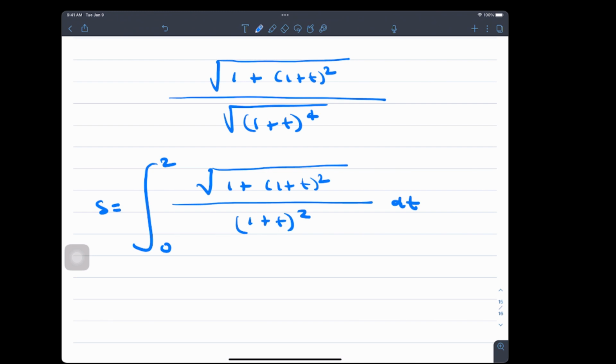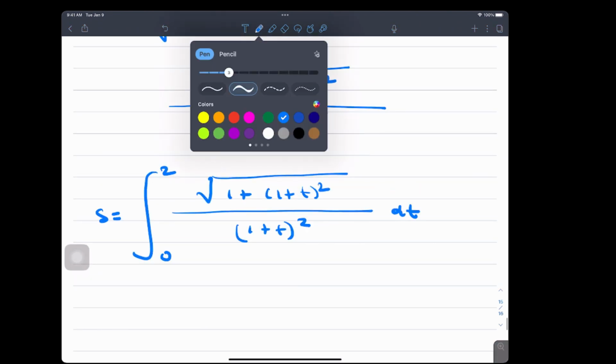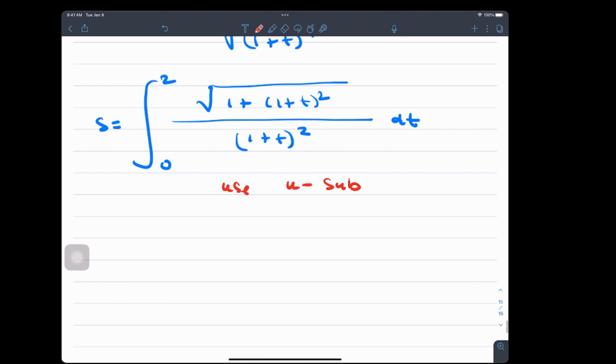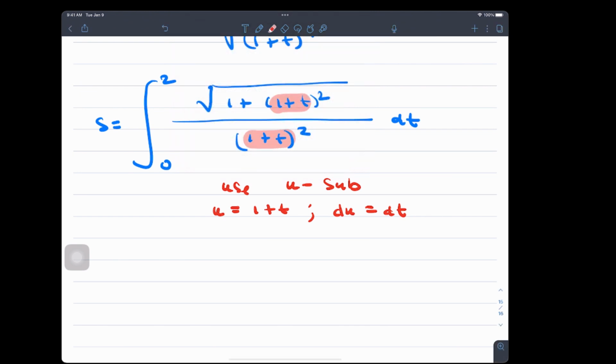So if you look at this now, you might say, what in the world is this? How do I integrate this? Well, what do you guys do again, right? What do you use? You use u sub, where now u is going to be 1 plus t, which means du is dt.